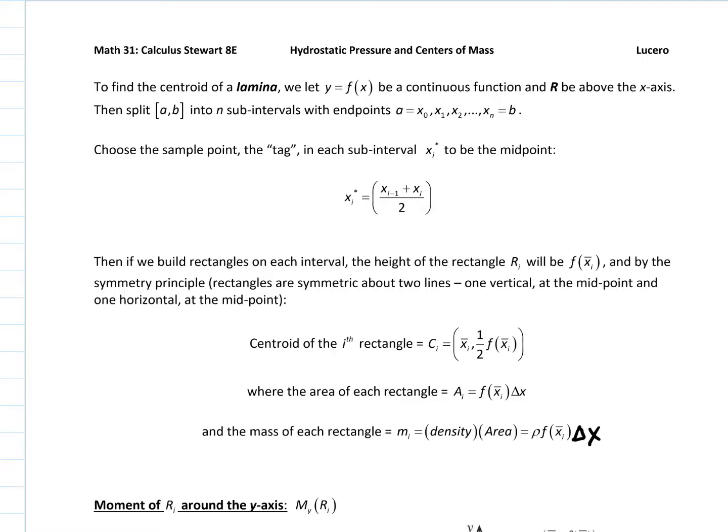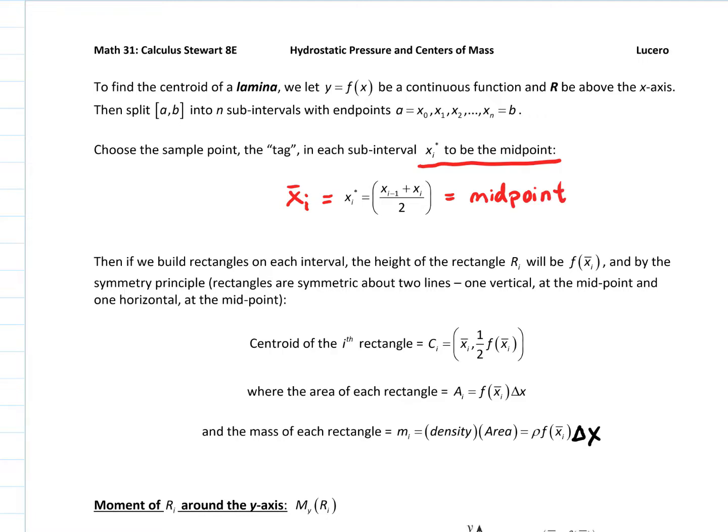the x-axis, then we can split up the region from a to b into subintervals and choose a tag on each subinterval. Now in this case, we are actually going to let that tag be the midpoint. So x sub i bar is actually the midpoint, so we could call that x bar if we wanted to. The tag we're going to use for this proof is going to be the midpoint.